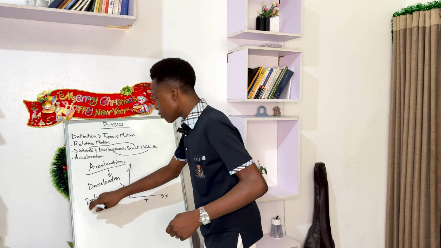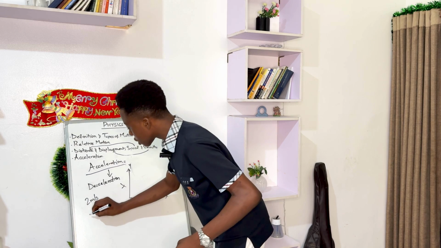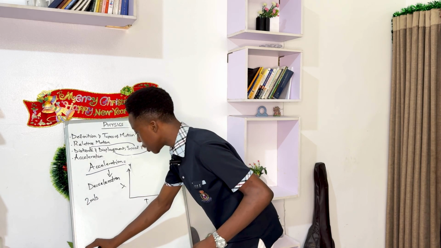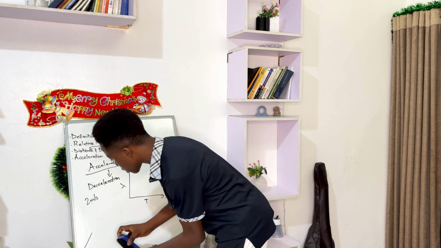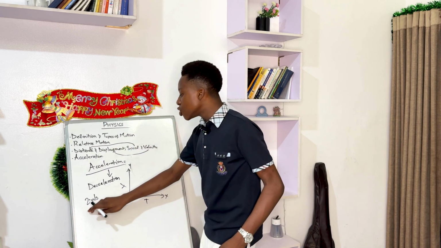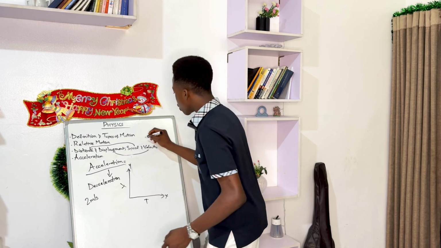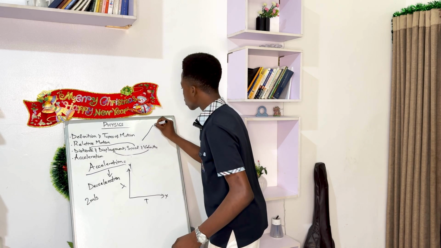So if it's constant, like I said about the displacement time graph, if an object is constantly moving 2 meters every second in the displacement time graph, you're going to get a constant slope.